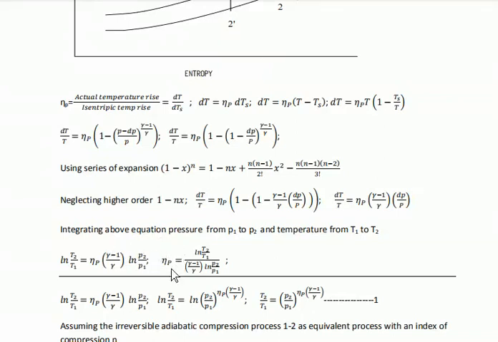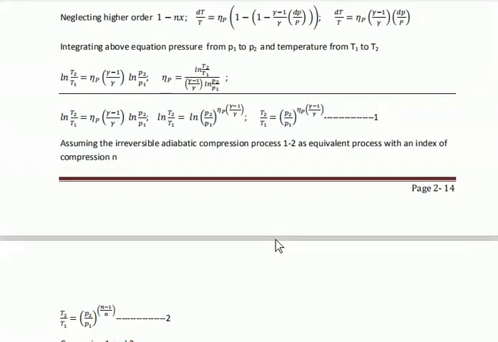Next we have to write it in terms of eta_p. We just shift this term to the other side, so ln(T2/T1) divided by (gamma - 1)/gamma into ln(P2/P1) is the polytropic efficiency. It can also be written as ln(T2/T1) = eta_p (gamma - 1)/gamma ln(P2/P1), or in terms of indices, T2/T1 = (P2/P1) raised to eta_p (gamma - 1)/gamma, after the ln cancels. This is equation number 1.